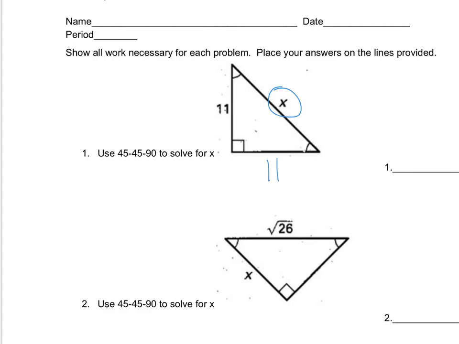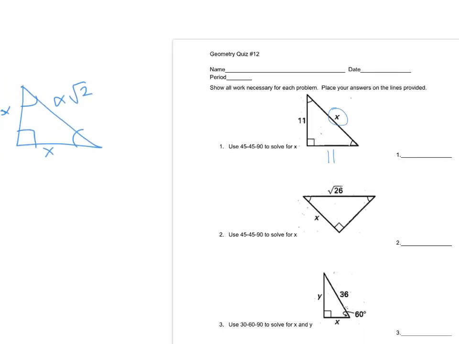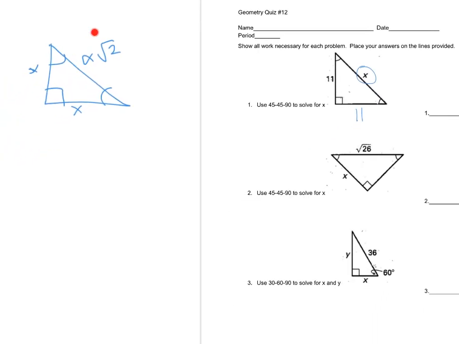Now, using that little theorem over here that I just talked about, how could you figure out what the value of x is? You just basically take the side and multiply it by radical 2, see what happens.